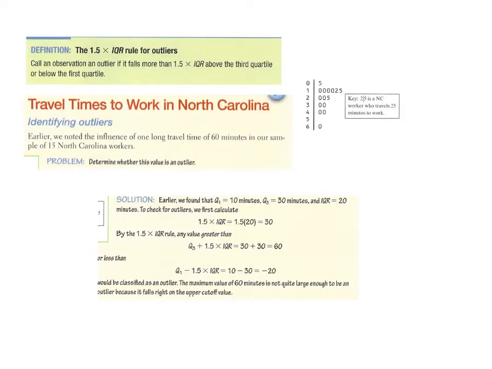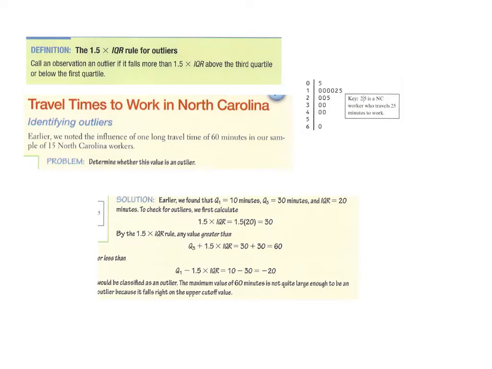Okay, so now let's look at a rule for actually identifying outliers using this IQR. Before, we would talk about potential outliers. Now we have a hard and fast way to determine if something is an outlier. We can determine if an observation or data point is an outlier by using what we call the IQR rule. If it falls more than 1.5 times the IQR above the third quartile, or below the first quartile.